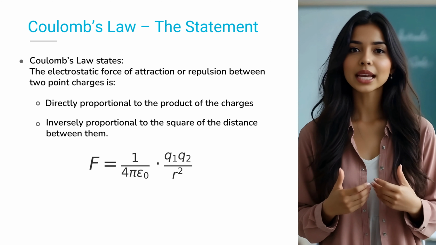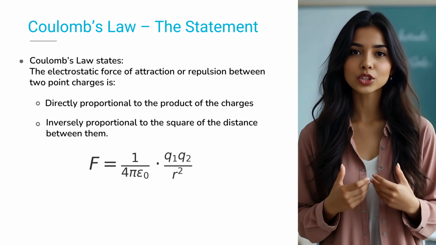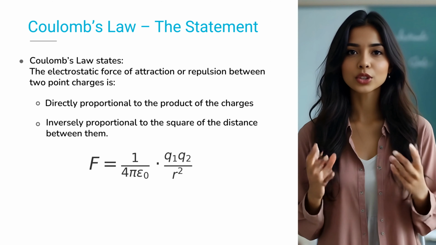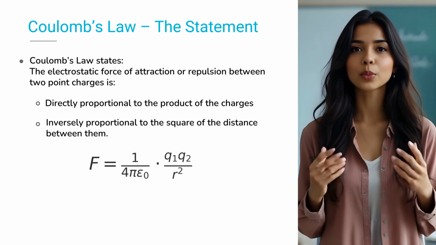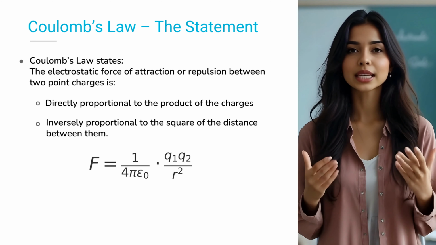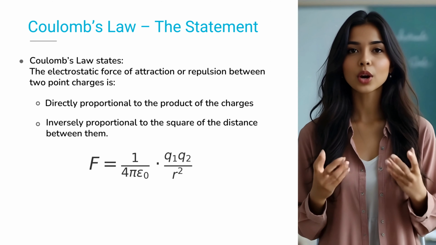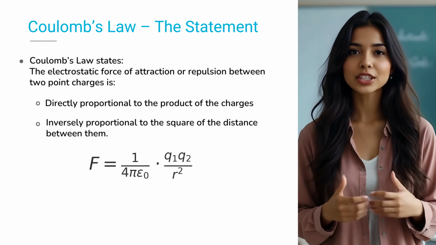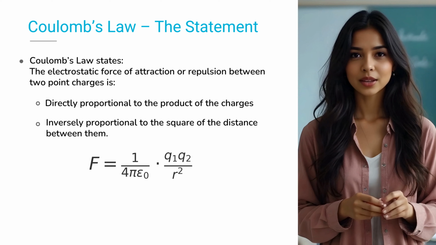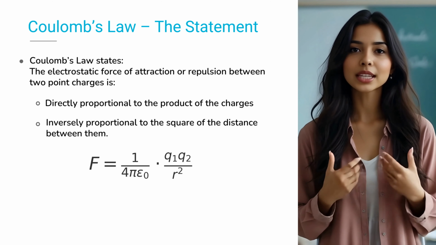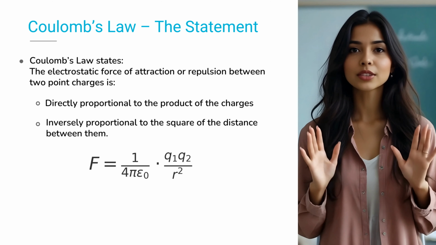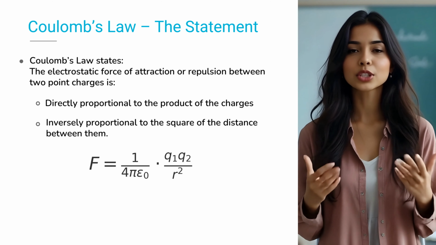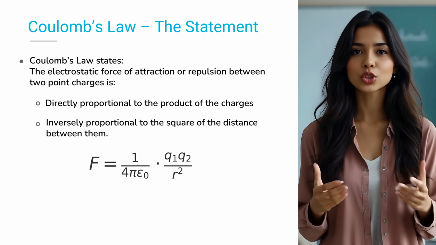Coulomb's law gives us a mathematical expression for the force between 2 point charges. Coulomb's law states, the electrostatic force of attraction or repulsion between 2 point charges is directly proportional to the product of the charges and inversely proportional to the square of the distance between them. Mathematically, the magnitude of the force is F equals 1 divided by 4 pi epsilon naught multiplied by Q1 times Q2 divided by R squared.